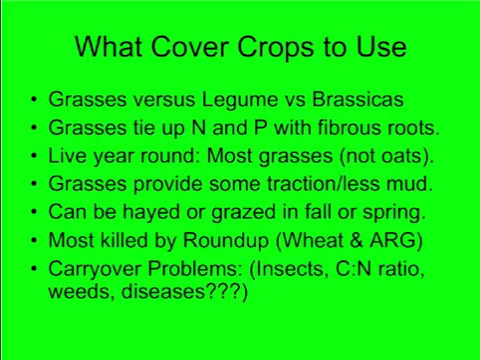So which cover crops are we going to use? We're looking now at using grasses that have a live root. Grasses do a very efficient job of tying up both nitrogen and phosphorus, and they don't make more nitrogen. They live year-round. We are not recommending oats. They do help to provide some traction. We can hay and graze them, and they are fairly easy to kill, and we don't have too many problems with some of the insects and some of the other things. Now, seed-to-N ratio can be an issue, but we're finding ways to deal with that by killing it early.